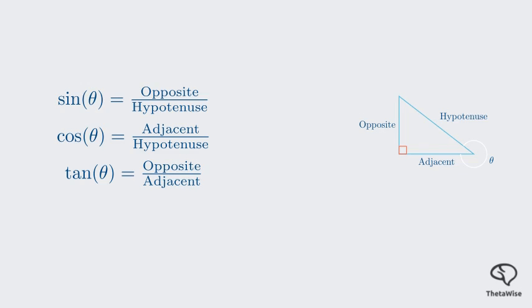A common mnemonic to help you remember these is SOHCAHTOA. SOH stands for sine is opposite over hypotenuse. CAH stands for cosine is adjacent over hypotenuse. And TOA stands for tangent is opposite over adjacent. This is a very helpful tool for recalling these definitions.